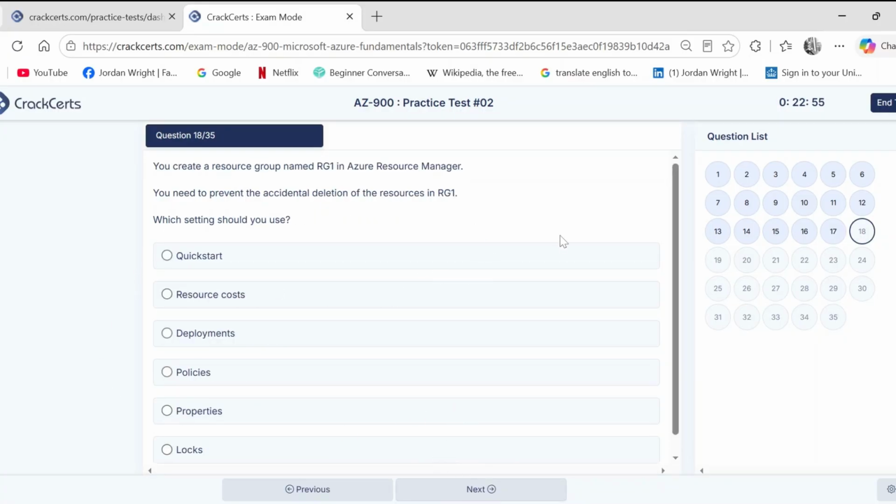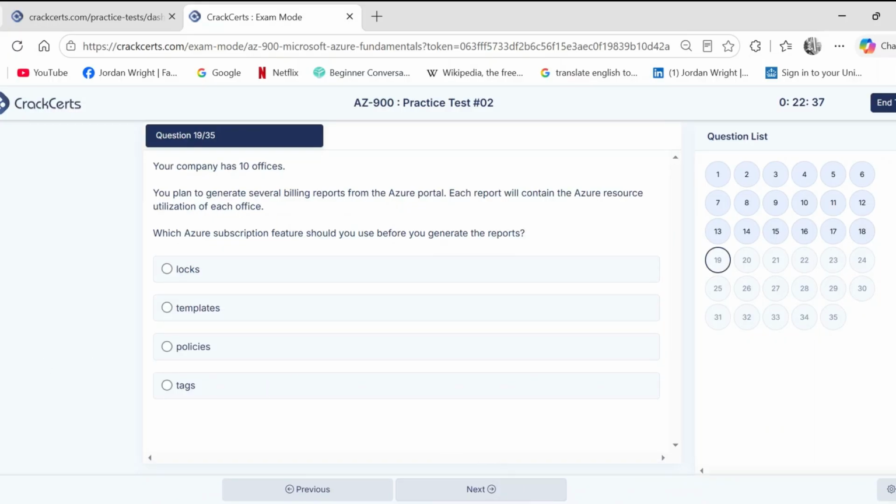Great. So, actually, you need to prevent... Locks. You need to use locks. Yeah, I would say so. You're going to pass this exam, Roxanne. 100%. I don't know. Yeah, you will.